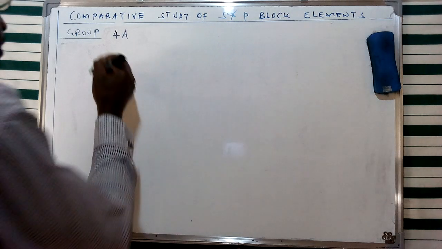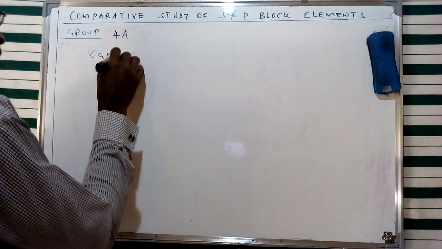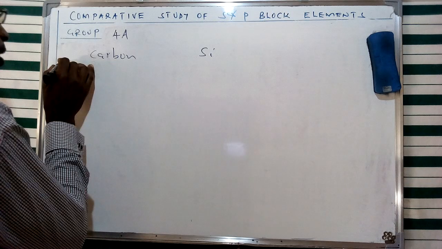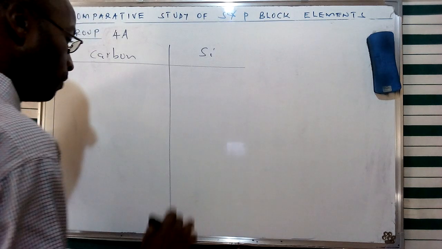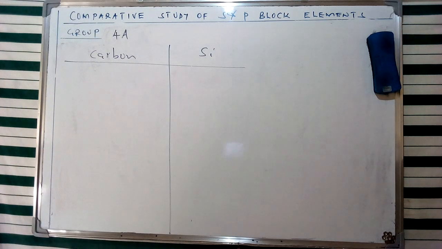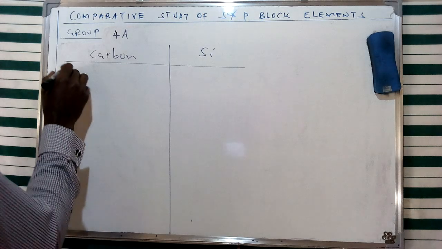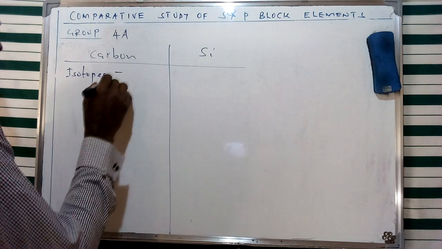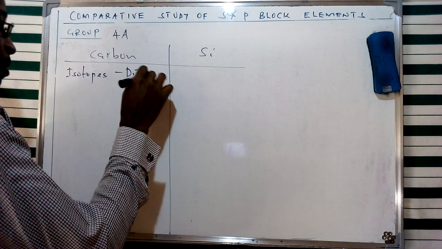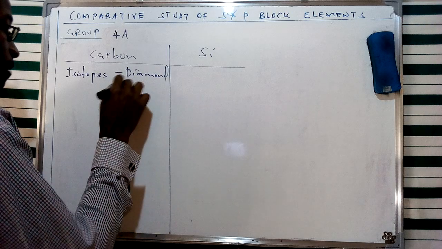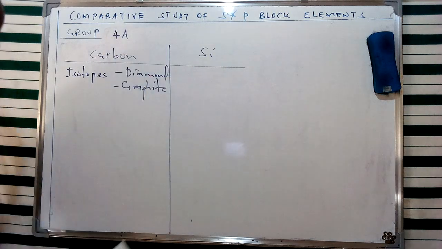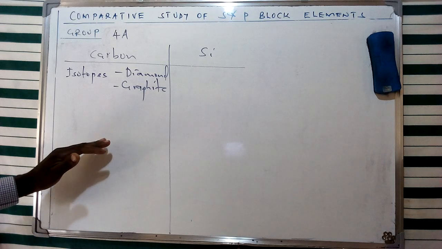So in this case, I look at carbon and contrast it with silicon, and try to see some of the differences between the two members of this group. Now, carbon is going to have two principal isotopes, I mentioned the concept of isotopes, so diamond and graphite. These are going to be members of carbon appearing in terms of isotope.